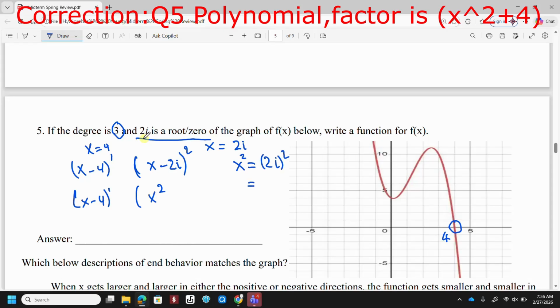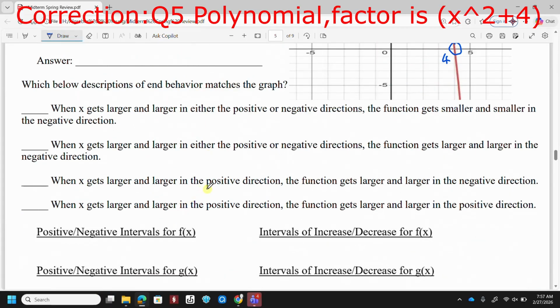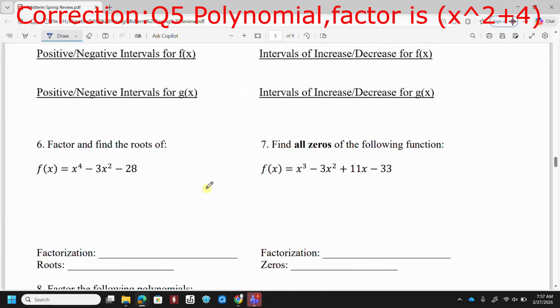And then you're going to have 4i squared. i squared is -1, then -4. Then you're just going to put -4 here, and then you're done. Now you're going to have the solutions of 2i. So that's the answer. And you can do all of that.